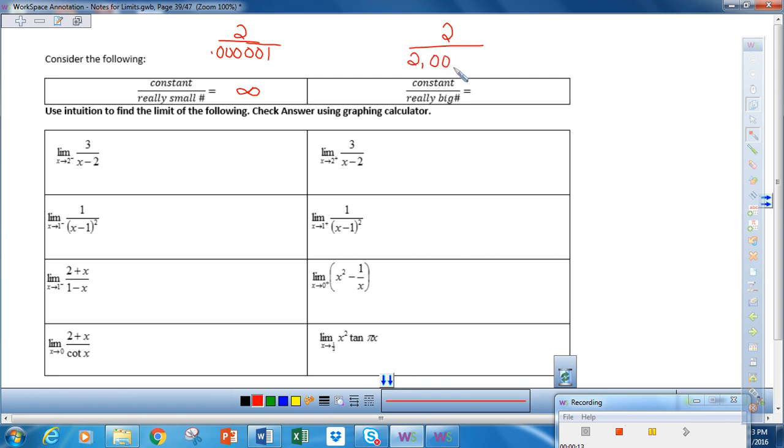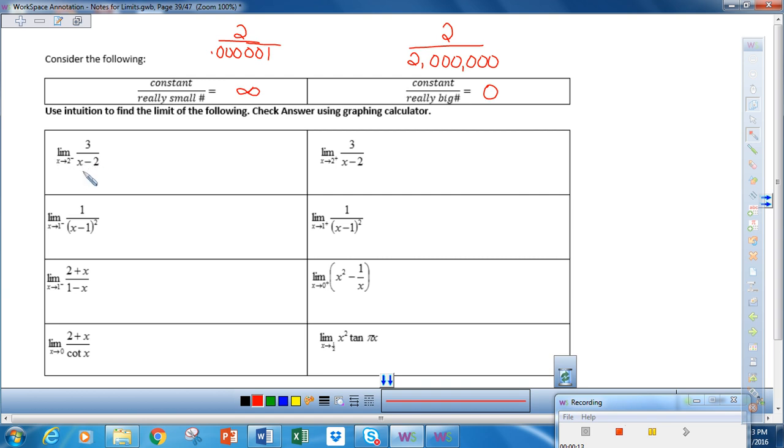If we have a constant divided by a really big number, so if I have 2 divided by 2 million, you can see that that's going to give you a really small number. If you take a 2 and divide it into 2 million pieces, each piece becomes almost infinitesimal. If I have 2 pieces of candy and divide them into 2 million pieces, you just get crumbs. So you get just an iota left. So when we have a constant divided by a really big number, we say it goes towards 0. That is what we're going to use to do these problems.